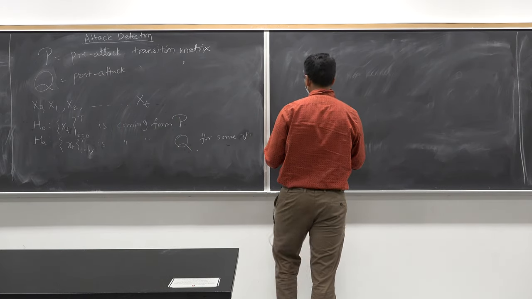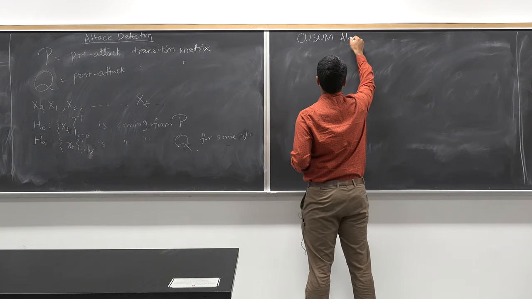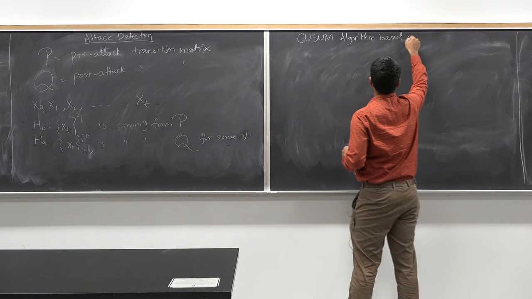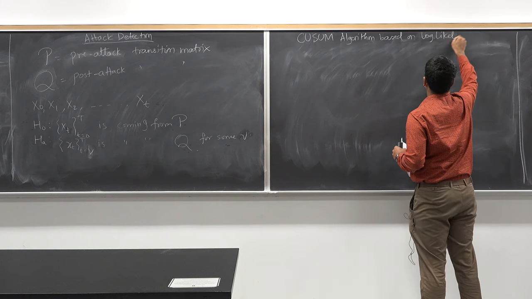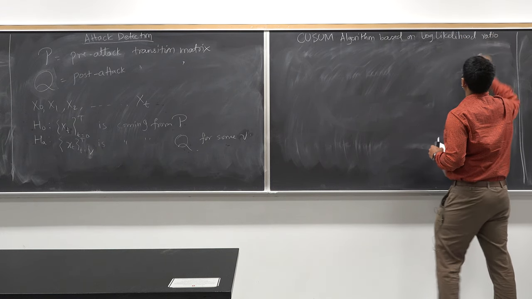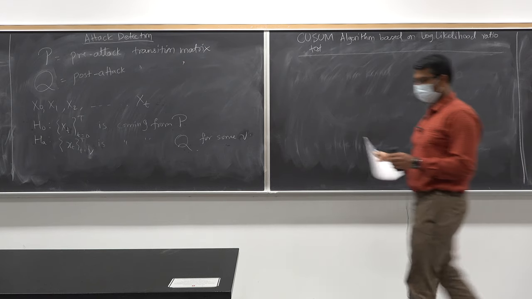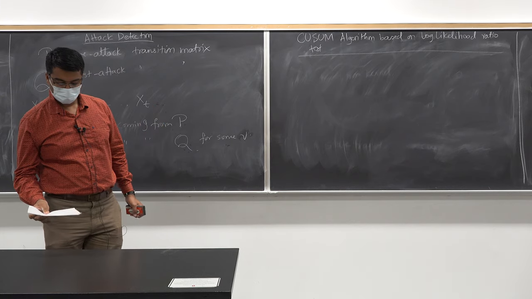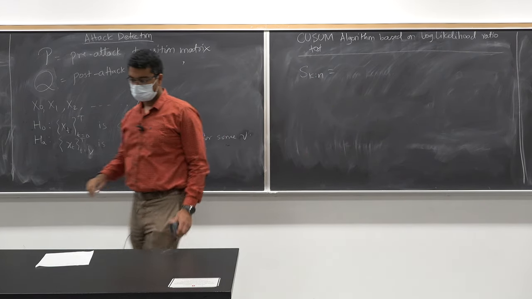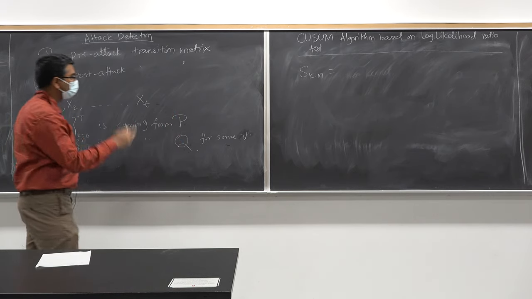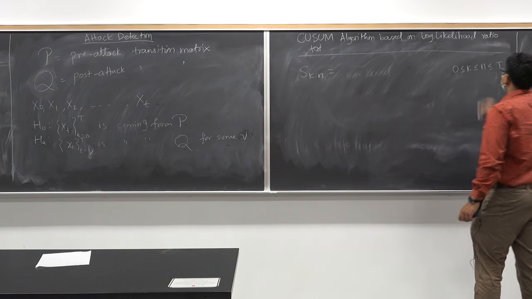So here is the Q sum algorithm based on the log likelihood ratio test. So I'm going to define S_{k,n}. Oh, this is capital T. Well, it's fine. So 0 less than or equal to k less than or equal to n less than or equal to capital T.